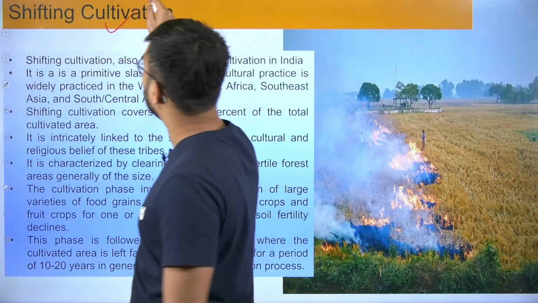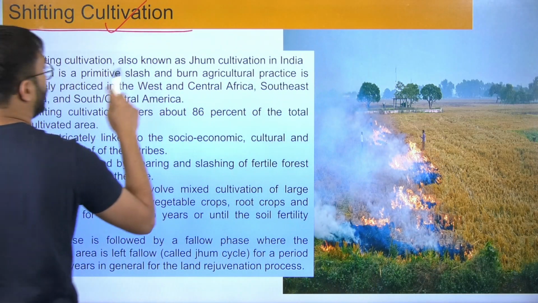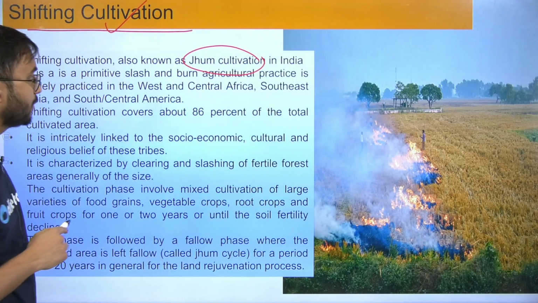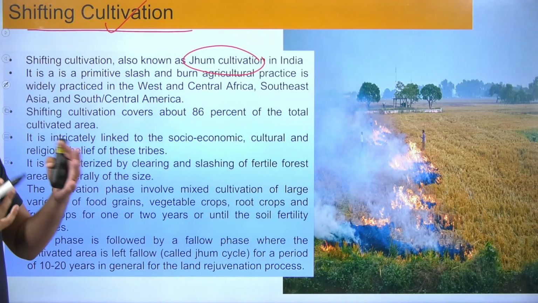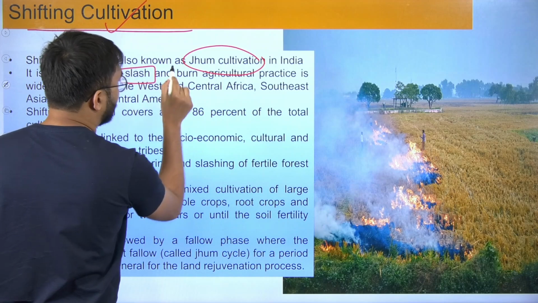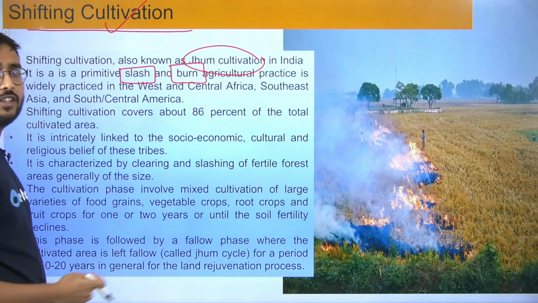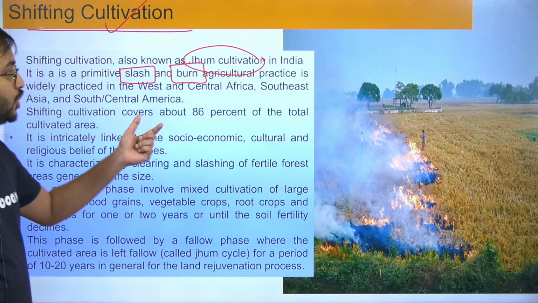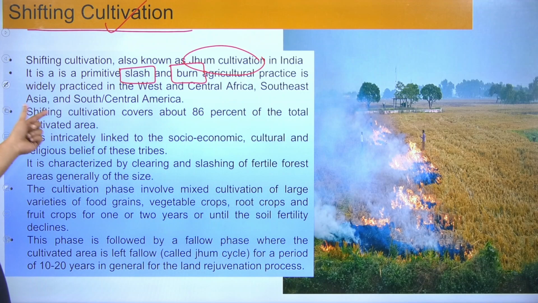Then comes shifting cultivation. Now when we are talking about shifting cultivation, we all know what it is. It is also called jhum cultivation in India. It is a primitive agricultural practice in which there are two important aspects. First is slash, second is burn. So shifting cultivation is called slash and burn agricultural practice, which is practiced in West and Central African region, Southeast Asian region and South Central American regions.